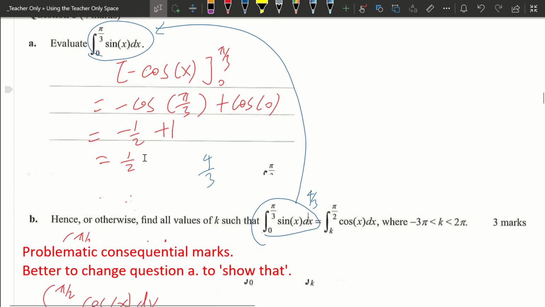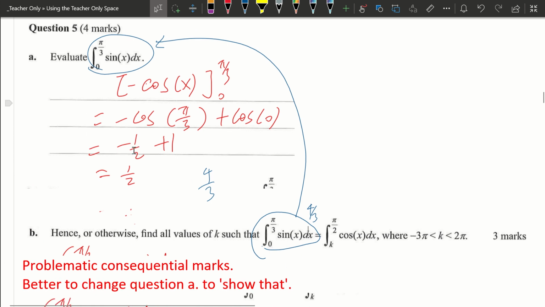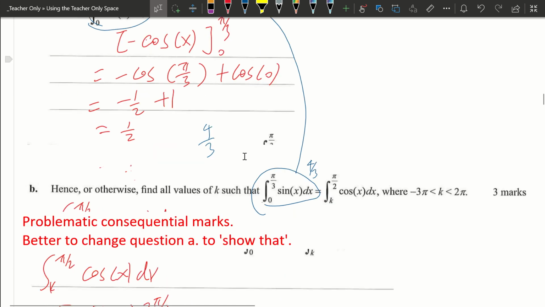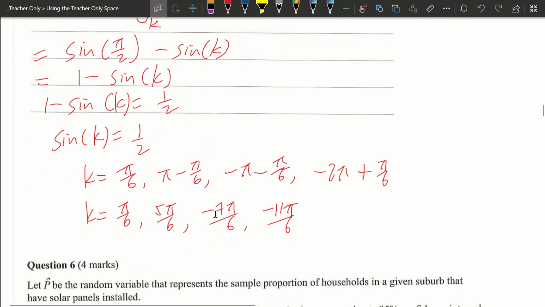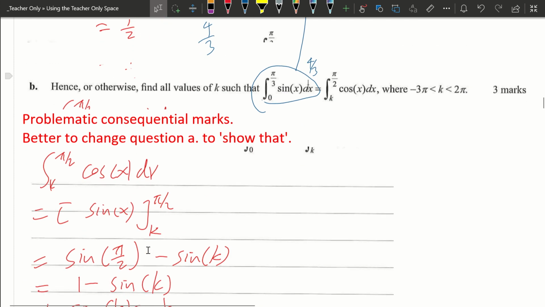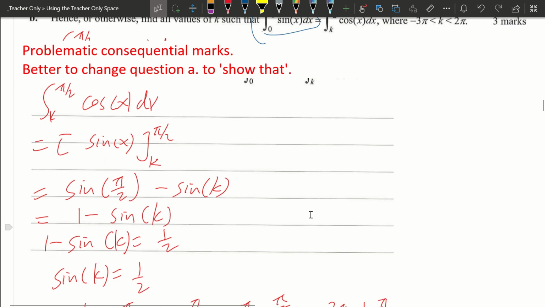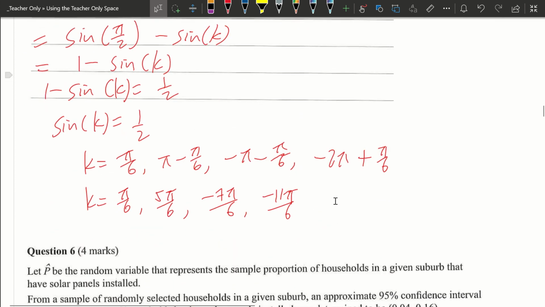This question would have been better if VCAA said 5a to be show that the integration here is equal to half. In that case, you can use the result in question b and you can still carry on. Otherwise, if you can't do question a, there's almost no hope to do question b because your numbers are going to look very ugly, and without a calculator, relying just on exact value table, you will not be able to get any answer.